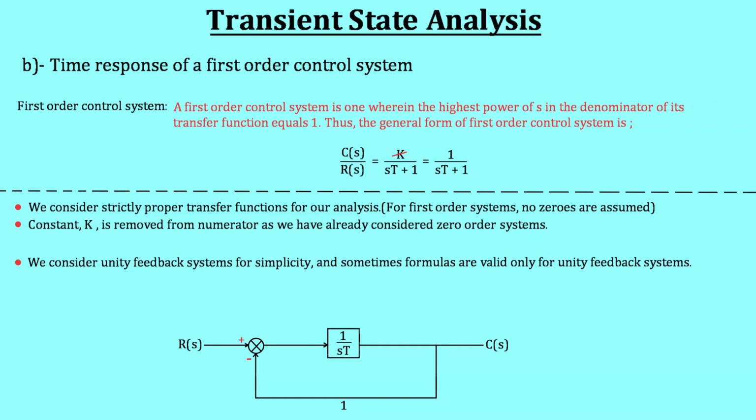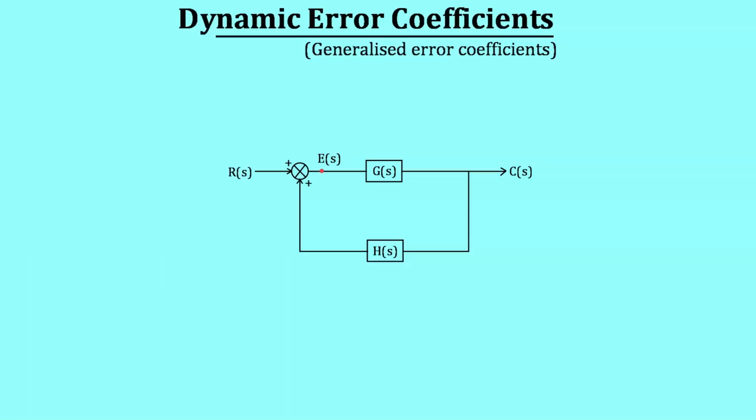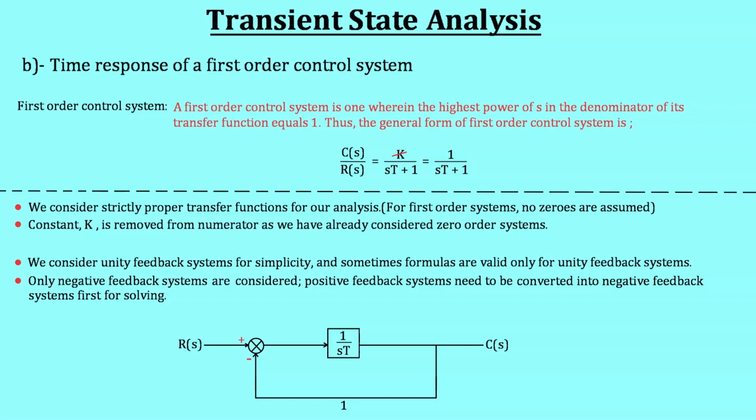Otherwise, the analysis which we are going to do here will not be valid for those control systems. The fourth point is, sometimes we usually consider negative feedback systems, but you should also know how to convert a positive feedback system into a negative feedback system, which we have already seen in the previous lecture. So, the first 2 points are applicable here. However, the later 2 points are general in nature, which are not applicable in this situation.